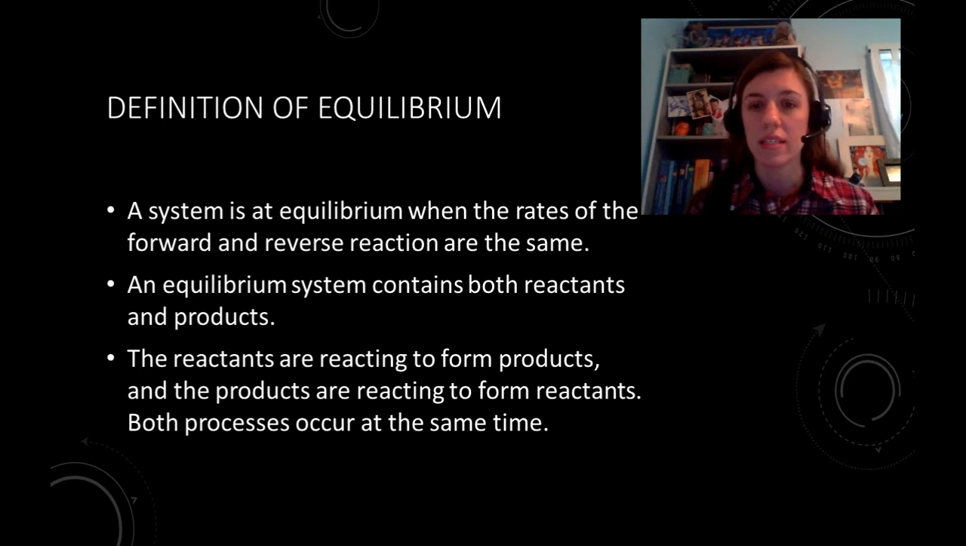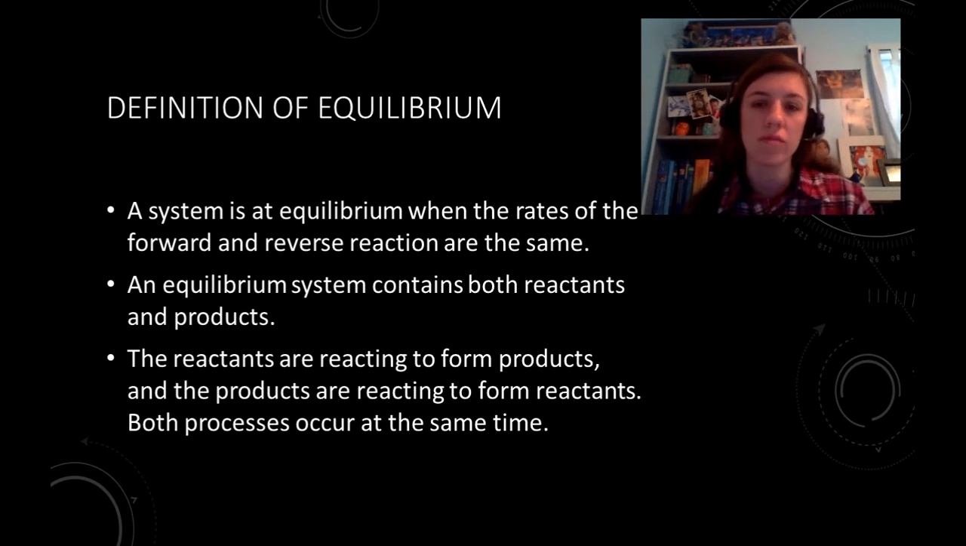One thing I want to point out is that does not mean that there's the same amount of reactants and products. That doesn't mean that you have 5 reactants and 5 products, or 10 molar reactants and 10 molar products. It means that you can imagine on the arrows on the bridge in between the two reactions you have the same amount of traffic going in both directions, but it doesn't mean that there's the same amount of reactants and products. This equilibrium system contains both the reactants and the products. If you don't have reactants and products, this is not an equilibrium system.